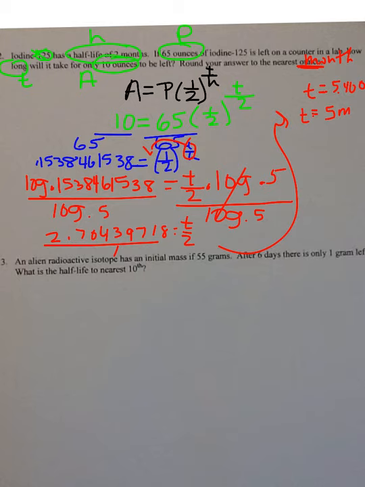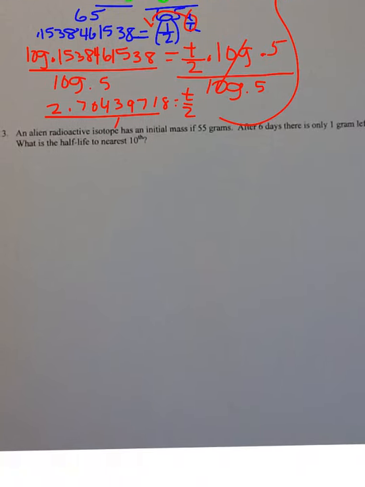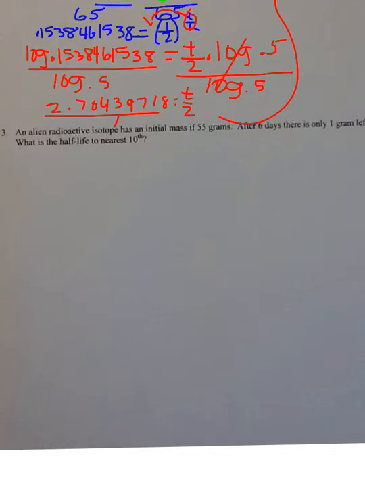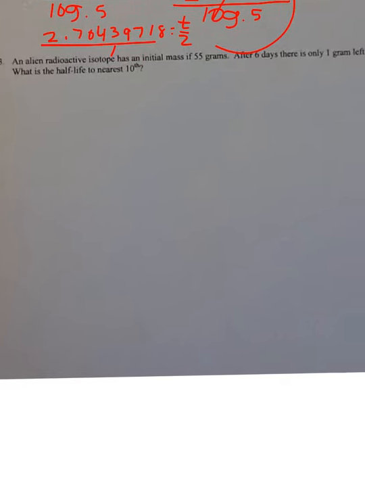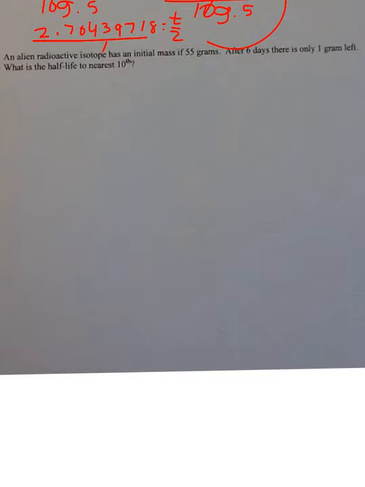Okay, so let's take a look at number 3. All right, so we have an alien radioactive isotope that has an initial mass of 55 grams. After 6 days, there is only 1 gram left. What is the half-life to the nearest tenth? Okay, so let's write down the half-life formula. A equals P times 1/2 raised to the T over H power.